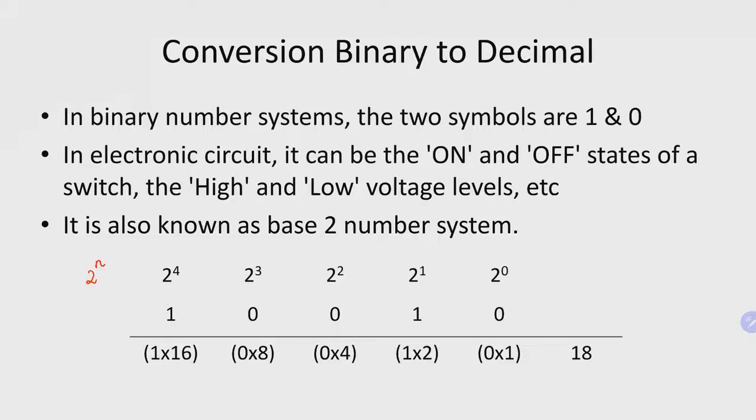For the number 18 in decimal, it can be represented with a 1 at 2 to the power of 4, then 0 at 2 to the power 3, 0 at 2 to the power 2, 1 at 2 to the power 1, and 0 at 2 to the power 0. If we add this up, it gives us 18. That is how we represent the number 18 in decimal in terms of a binary system. So 10010 in binary is equivalent to 18 in decimal.